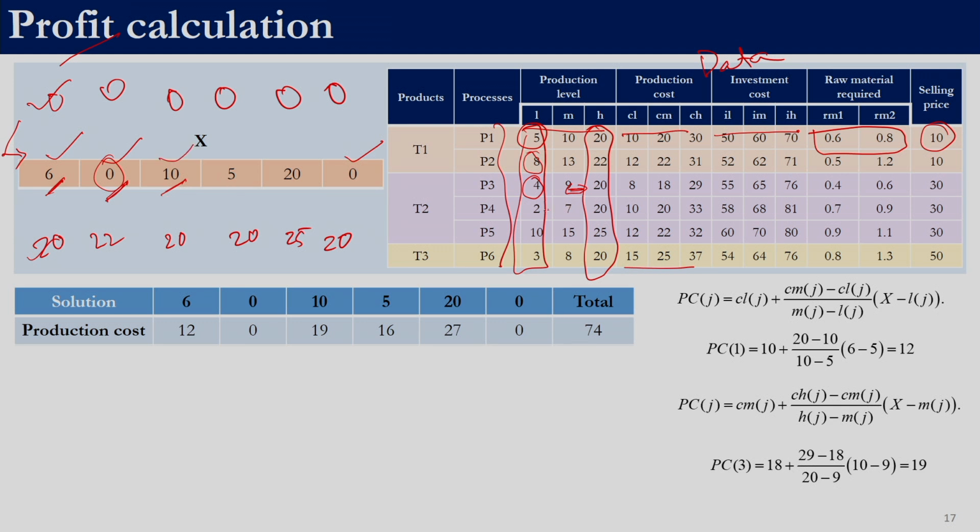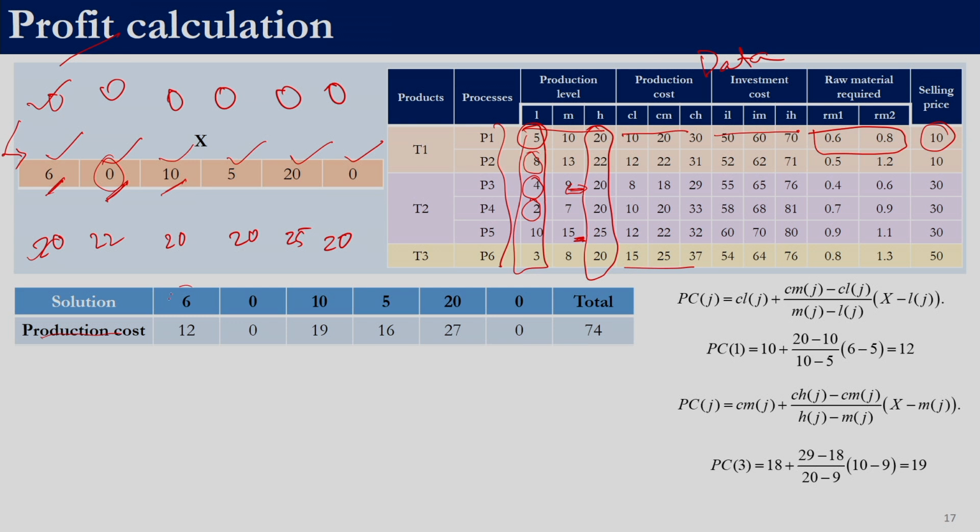So, 10 is fine. 5, right, the L is 2, so anything above L and below H we can calculate cost. So, for this we will be able to calculate cost, and similarly for this we will be able to calculate cost because it lies over here. For each of these we need to calculate the production cost.